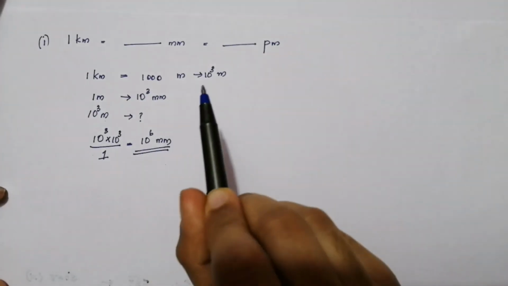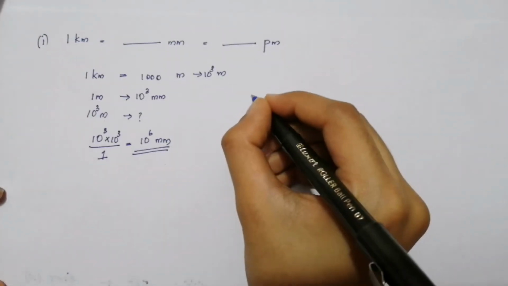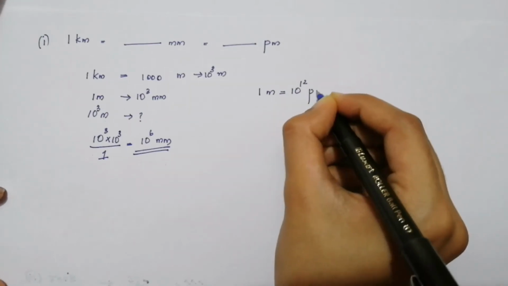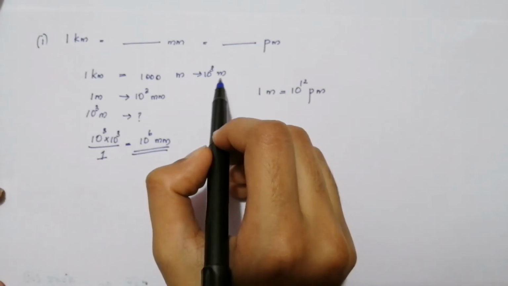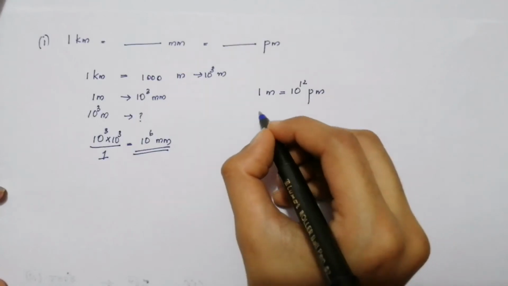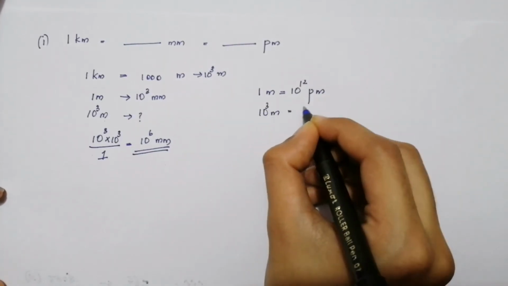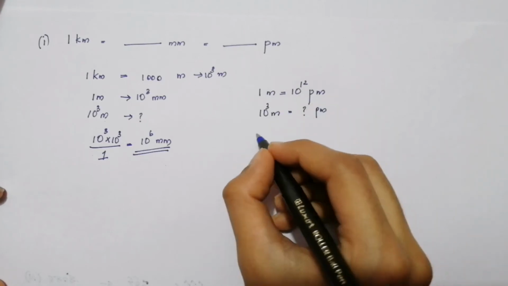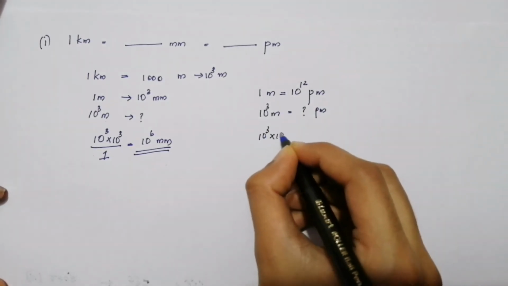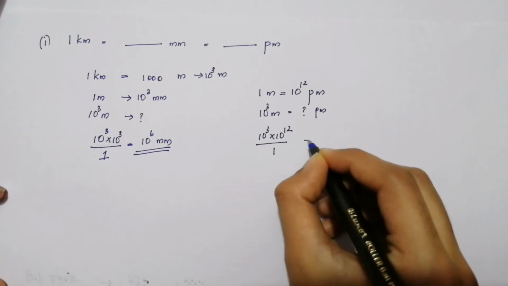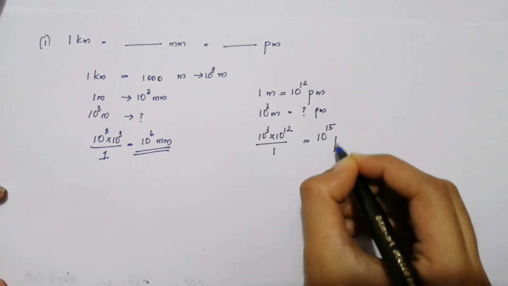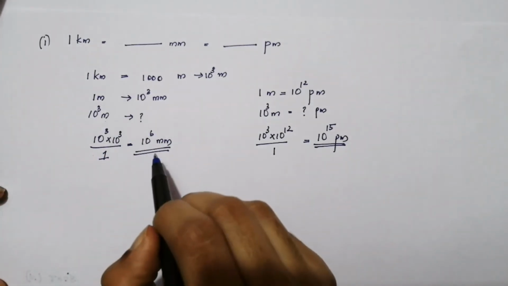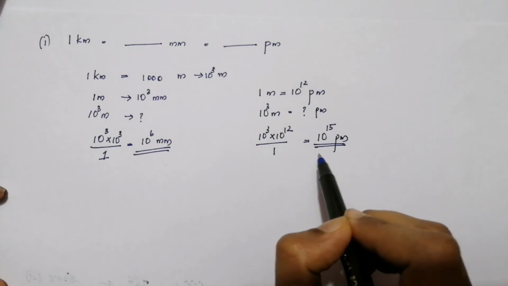Similarly, let us try to convert this into picometer. Now we have 1 meter is equal to 10 power 12 picometer. We already know. Now we have to convert this 10 power 3 meter into picometer. How many picometer? This is our question. Same as before, let us cross multiply. So we get 10 power 3 into 10 power 12 divided by 1, that is 10 power 15 picometer. So 1 kilometer is 10 power 6 millimeter and 10 power 15 picometer.